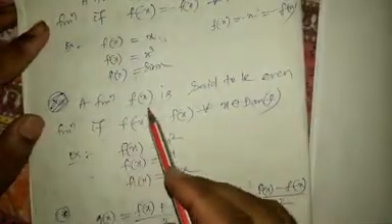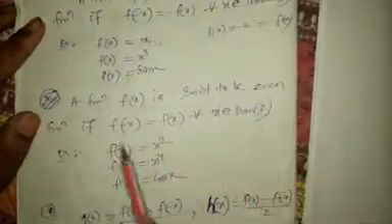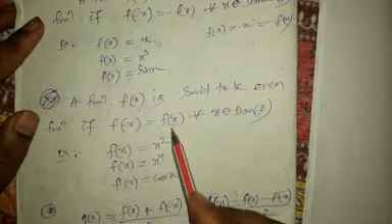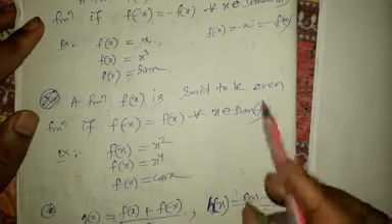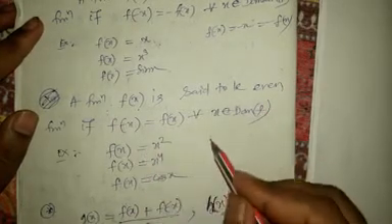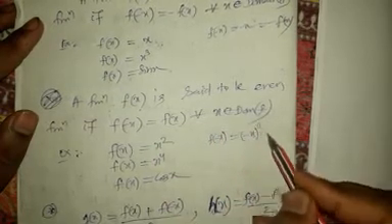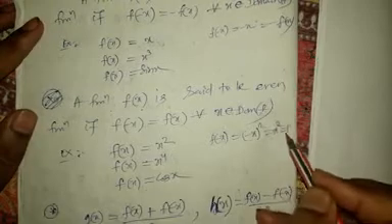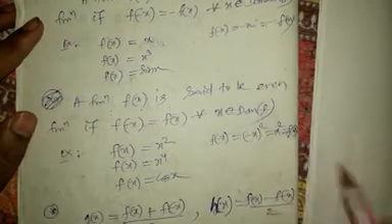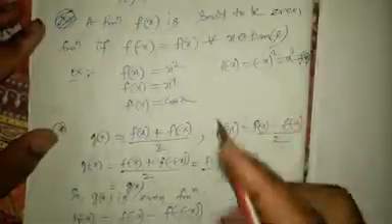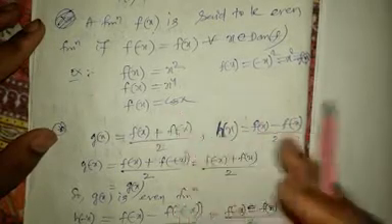A function f(x) is said to be an even function if f of minus x is equal to f(x) for all x belonging to the domain of f. Means f(x) is equal to x square. That means if you put minus x, minus x whole square is equal to x square, that is equal to f(x). So f(x) is an even function. Here f(x) is equal to cos x is also an even function.